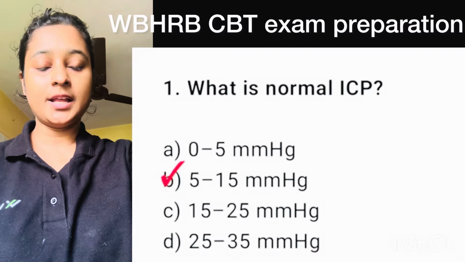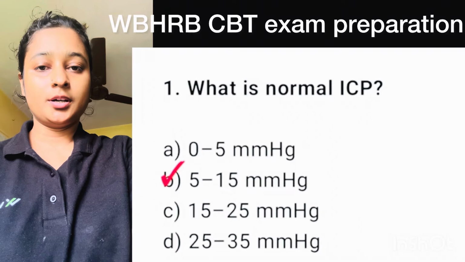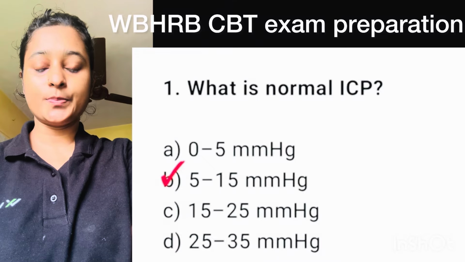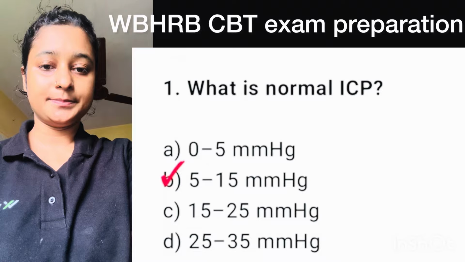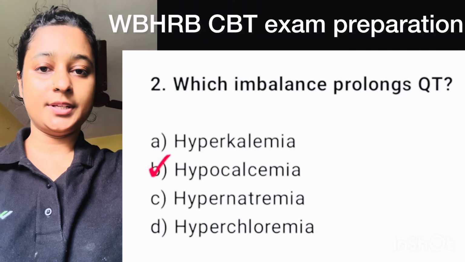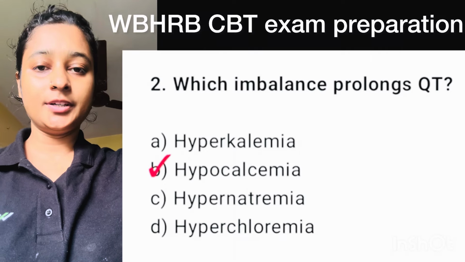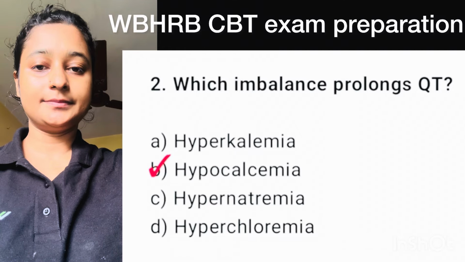What is normal ICP? That means intracranial pressure. Here correct option is option B, 5 to 15 mm of Hg. Question number 2. Which imbalance prolonged QT? Here right option is option B, hypocalcemia.